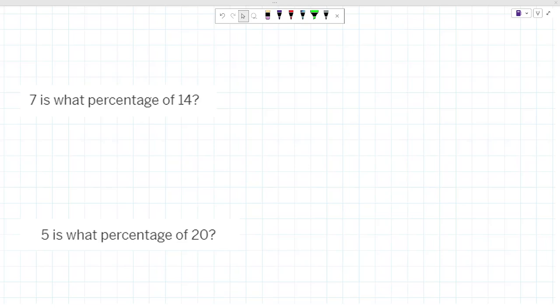So the first question says, 7 is what percentage of 14? One thing we want to think about here is what is the relationship between 7 and 14? Maybe in terms of multiplication, or we think in division. I'm going to use multiplication. So 7 times what equals 14? You might pause the video and use your multiplication chart.